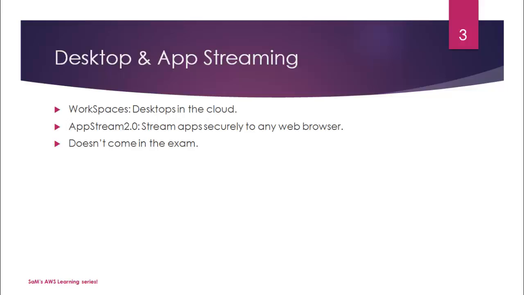Then we have something called AppStream 2.0. We had AppStream 1.0, and then Amazon decided to retire that, and they've released AppStream 2.0. What it does is it will help you to stream applications securely to any web browser. So based on the native device and web browser, the applications will be compatible. So for that you can use AppStream 2.0. It doesn't come in the exam, and that's why we have decided we'll not talk about this any further.